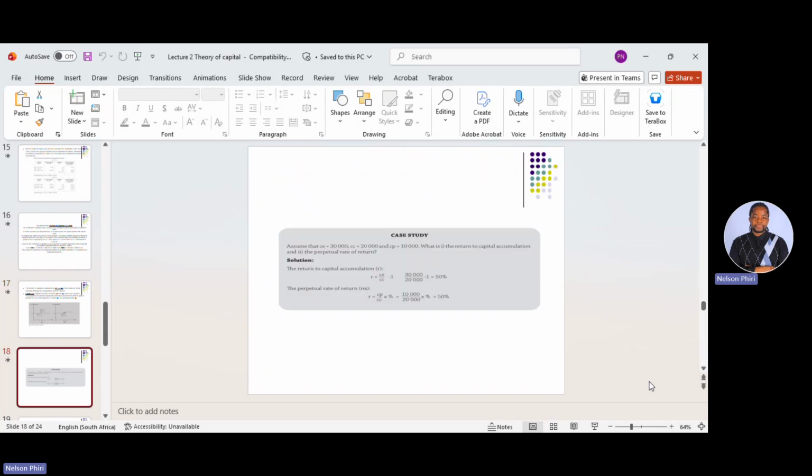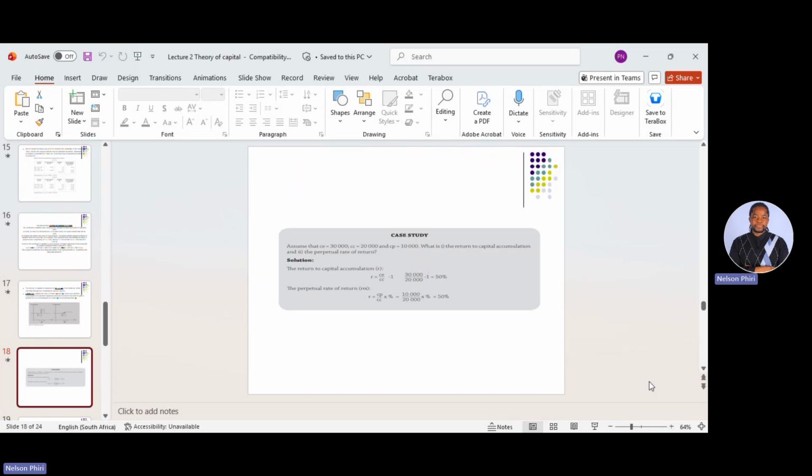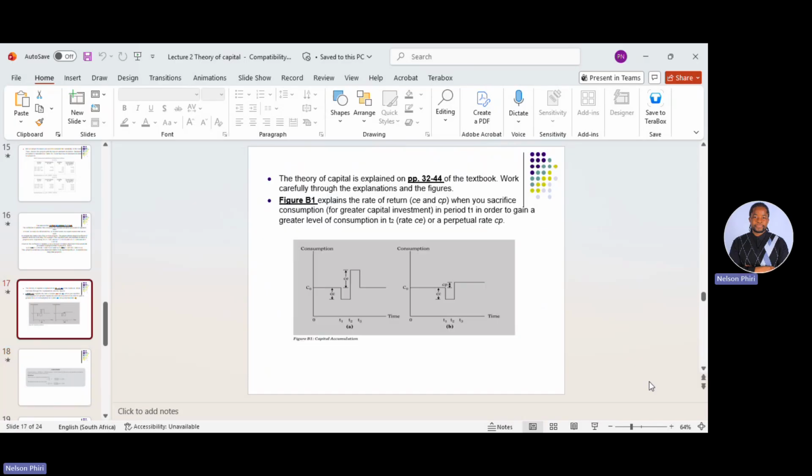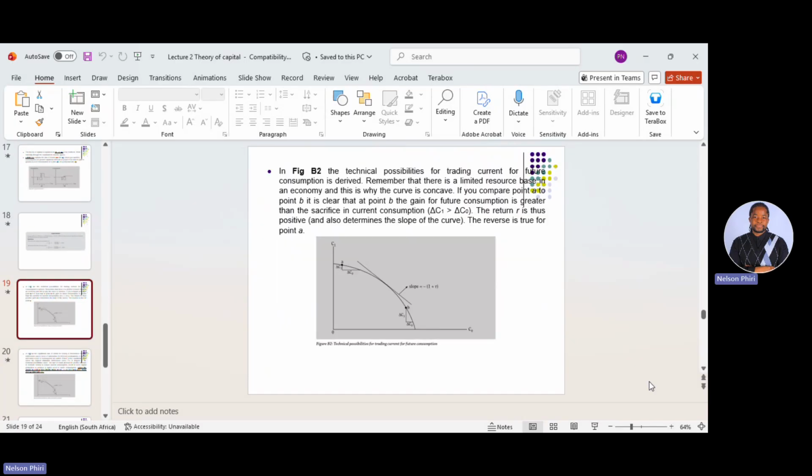Coming back to the example, if you want to compute your return, you take your consumption in the next period, which is 30, divided by CC, which is our current consumption in T1, 20, minus 1, times 100, which gives 50%. Then for your perpetual rate, you would take the CP, which is given as 10, divided by current consumption of 20, which gives you 50%. So those are your calculations for the return on capital accumulation and your perpetual rate of return.